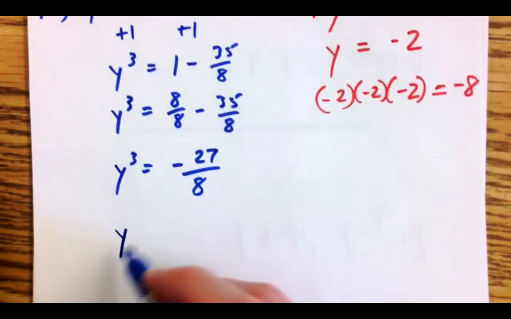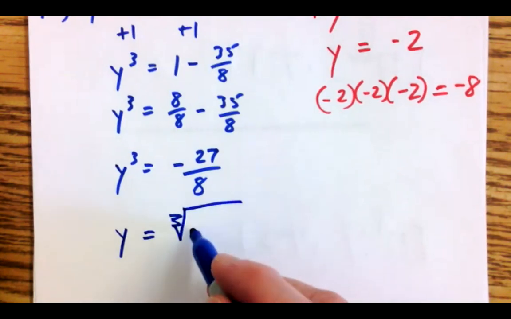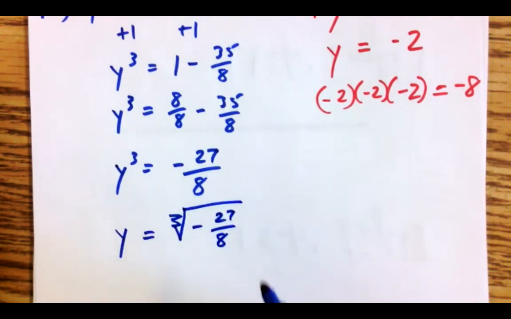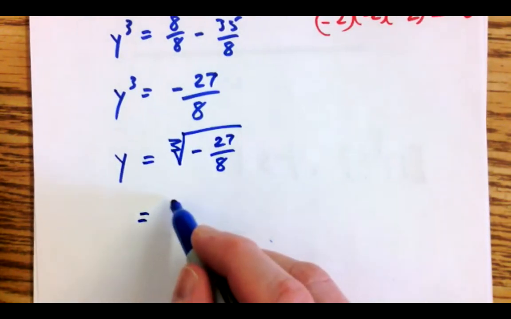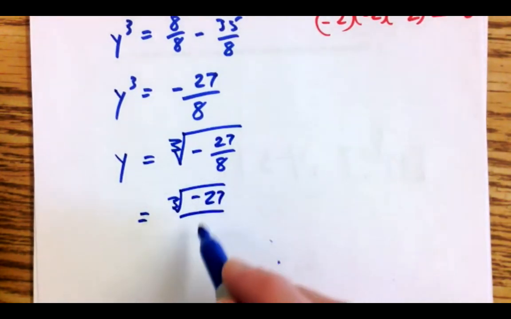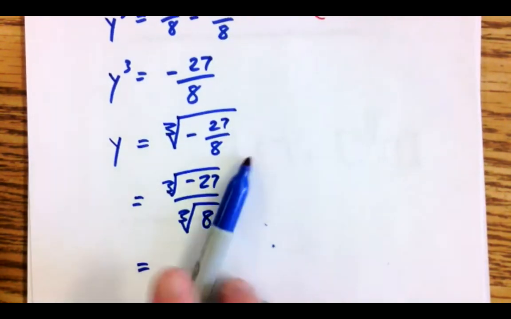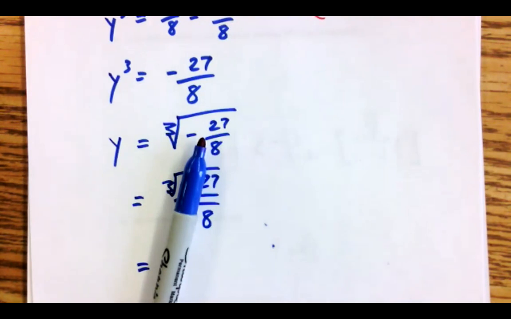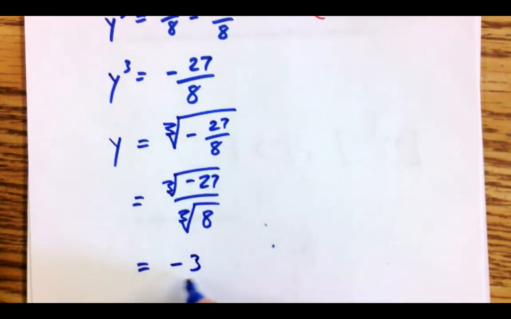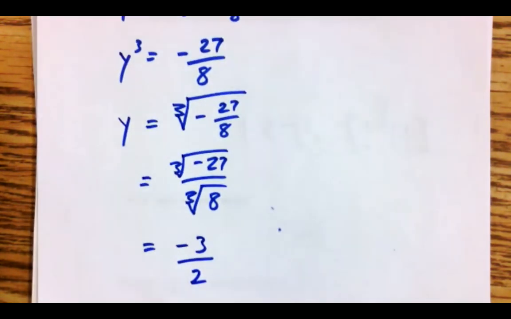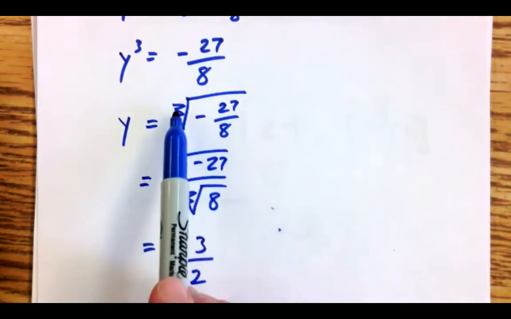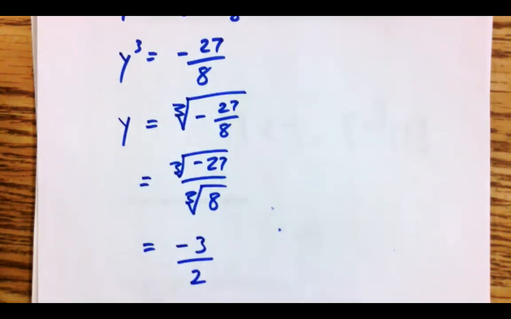So y equals the cube root of -27/8. If it helps, you can think of it as the cube root of -27 over the cube root of 8. 27 is 3 times 3 times 3, so it's -3/2. I don't know if this was the lesson from yesterday or the day before, where if it's a negative and it's an odd index, then the answer is negative. So remember, it's good.